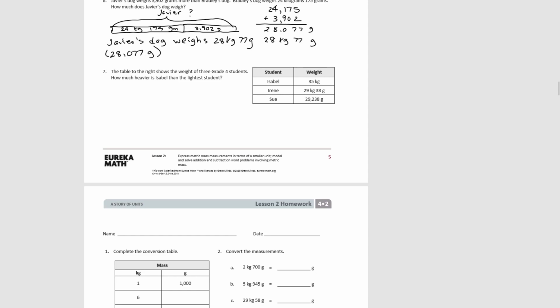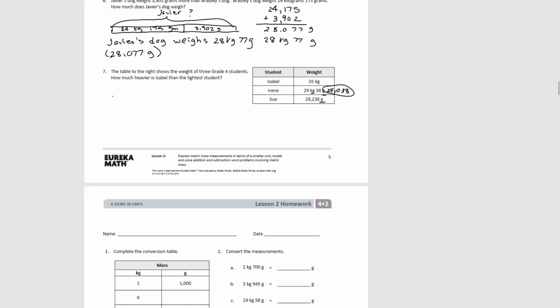Okay, this table shows the weight of 3 students. How much heavier is Isabel than the lightest student? So we first have to decide whether Irene or Sue is the lightest student. So this one is written in grams. This one is kilograms and grams, but if we rewrite this in all grams, we see it's 29,038, where this is 29,238. So Irene is the lightest student.